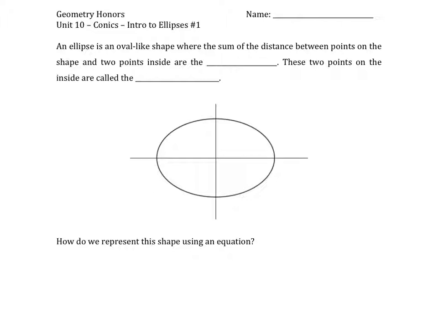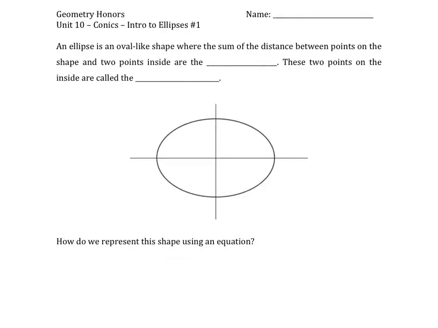So an ellipse is a mathematical term for, I'll basically say, an oval. So we're going to be looking at oval shapes and what the equations of their graphs look like, what the graphs look like, and a whole bunch of things about them. Okay, so I defined an ellipse as an oval-like shape where, here's the key part, I'll show it in a minute.